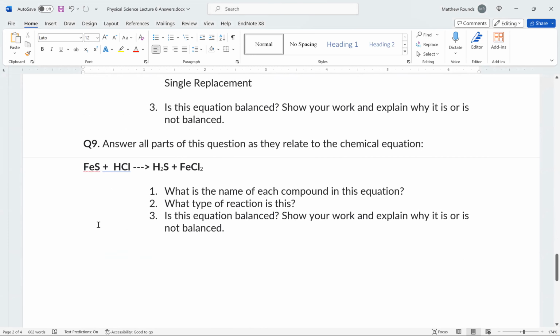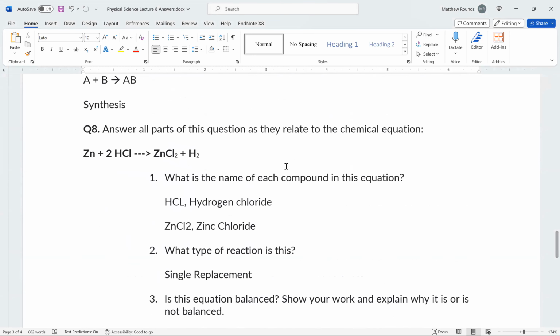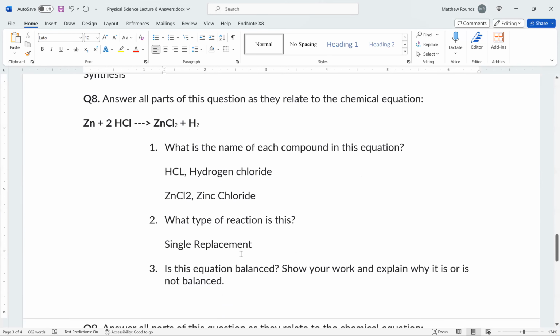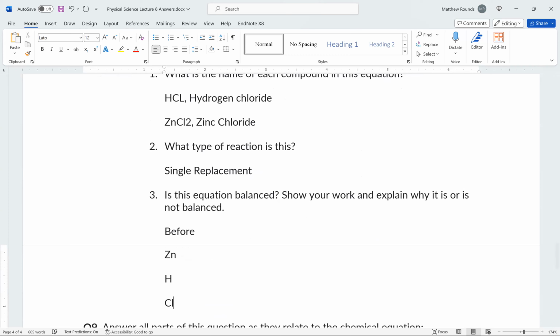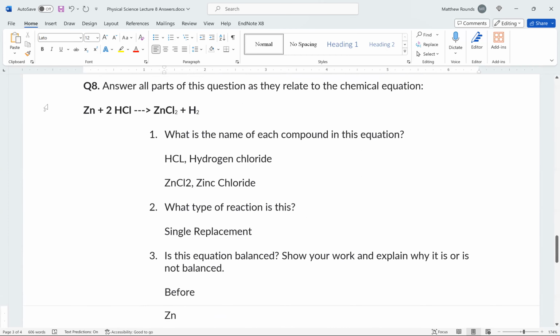Okay. Is the equation balanced? Show your work. So this is where I really want to use a table. They use the table method, but we'll do it differently. So before, there's a zinc, H, and Cl. And actually let me go grab the equation one more time here. That will help. All right.